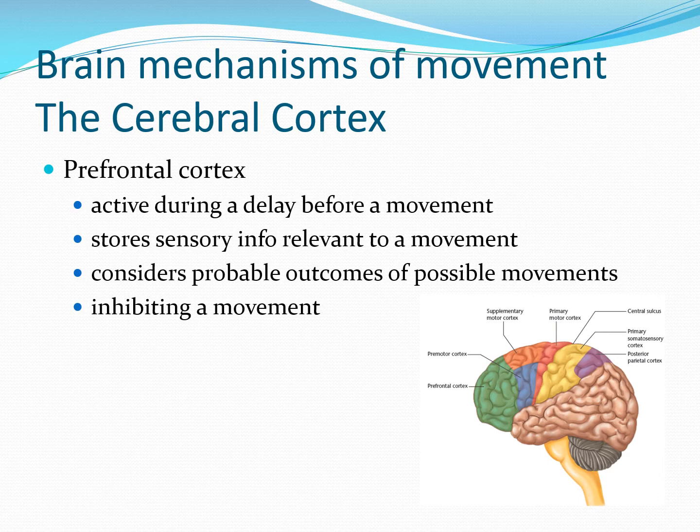It considers the probable outcomes of possible movements, and it helps us to inhibit movements as well. As I already did, this kind of spacing out and not inhibiting that movement was really the prefrontal cortex that was not paying attention to what I wanted to do. But I have a few examples.